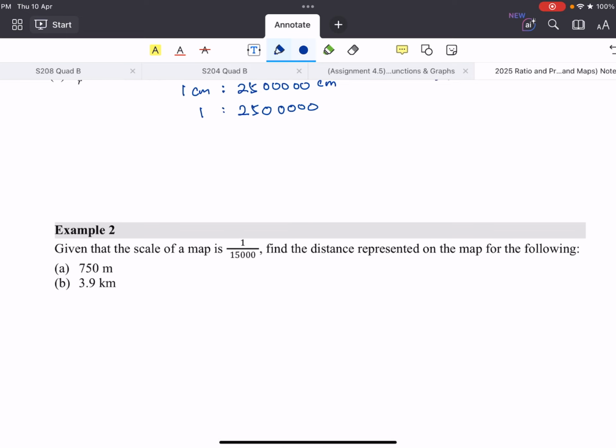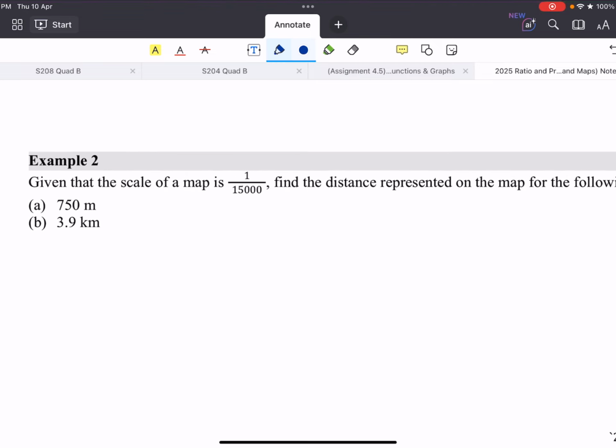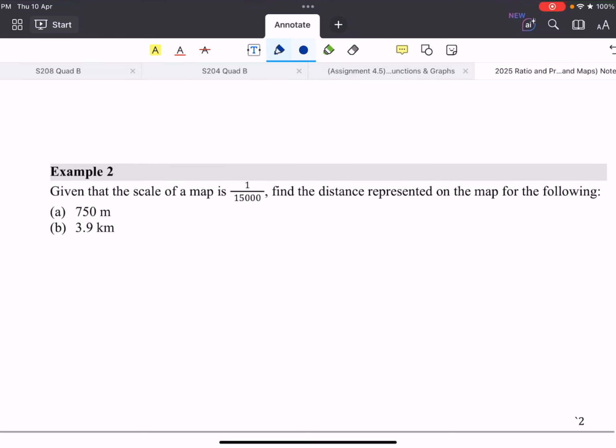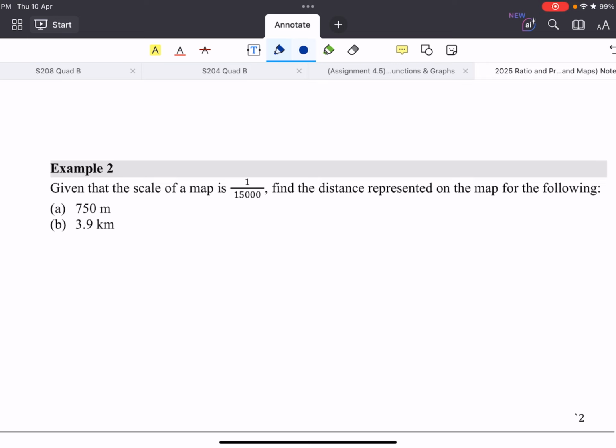Now example 2, this time around, they give us the scale in terms of a fraction and want us to find the distance represented on the map for the following. Now usually on the map, if you use the SI units, we use centimeter because 1 meter on the map... most maps are not even 1 meter large, right? So let's find it in centimeter. Okay. So what we can do here is we have no idea what the actual distance on the map is, but we know the actual.